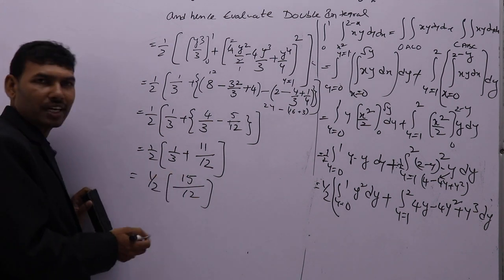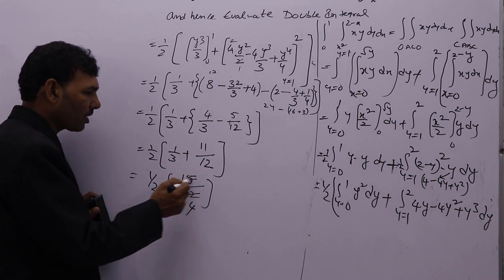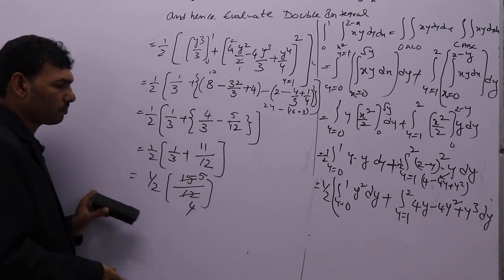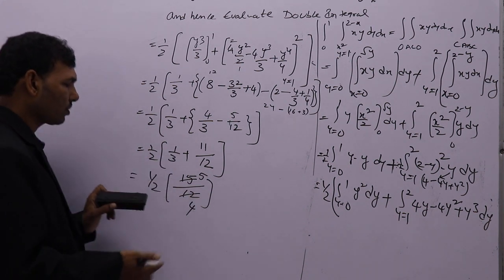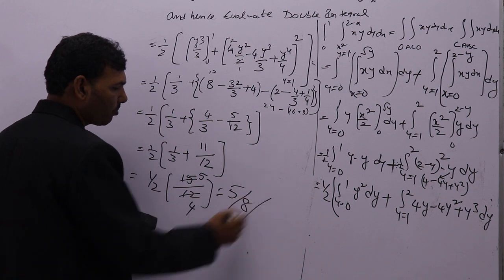So now cancel with 3. 3 4s are 12, 3 5s are 15. So finally you will get 5 by 8.